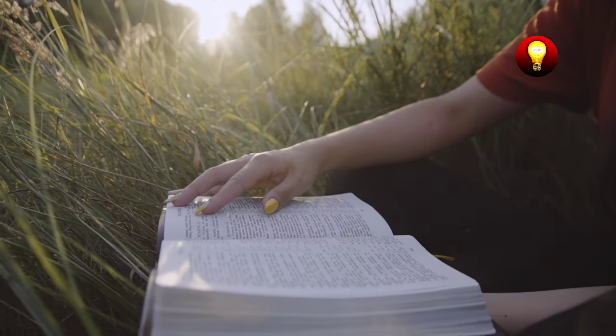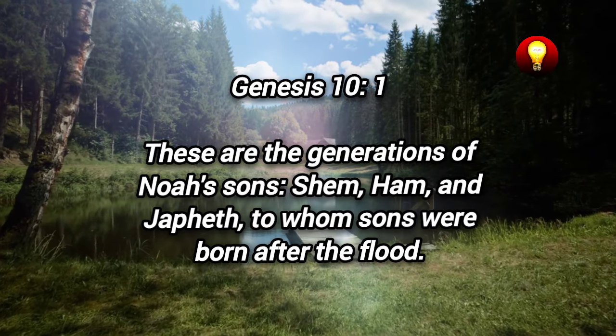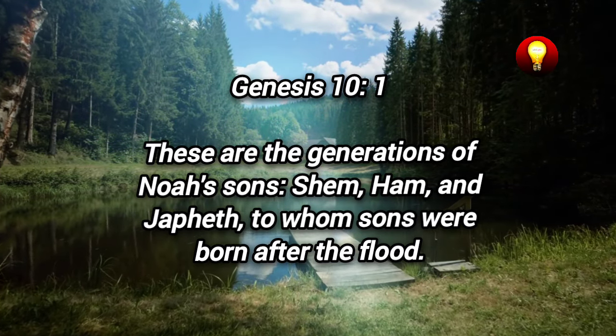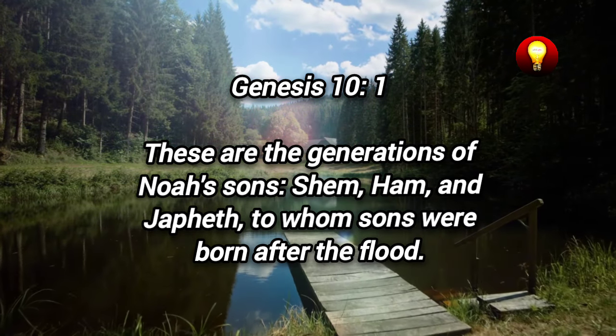Now let's start reading verse 1. These are the generations of Noah's sons, Shem, Ham, and Japheth, to whom sons were born after the flood.